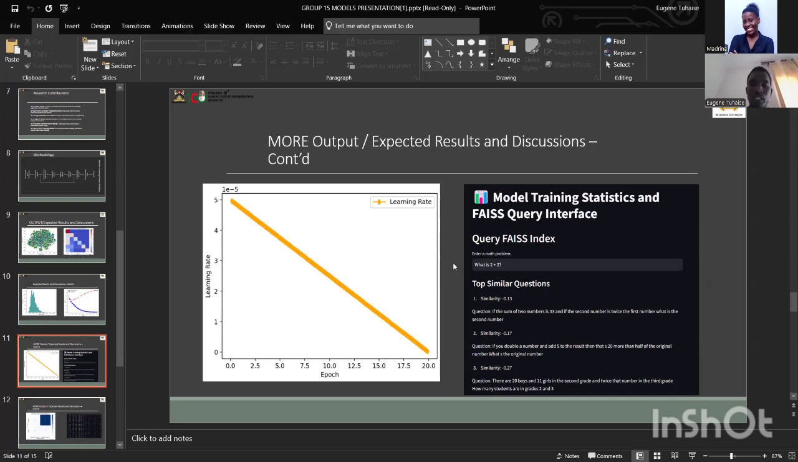Then we have what we call a FAISS index. FAISS in full is the Facebook AI Similarity Search algorithm. This index helps us find similarity between questions, or in our case, between questions and queries. So we put in a question like, what is 2 plus 2? Then it gives us 3 similar questions and shows us their similarity indices. The closer the value is to 1, the more similar it is, and it gives us the top 3 most similar questions from our data set.